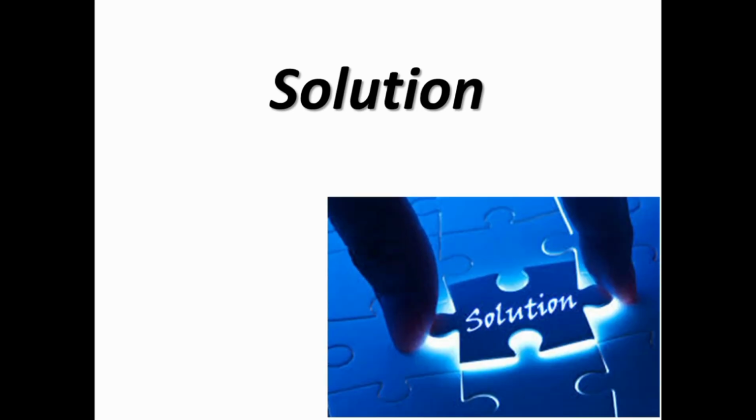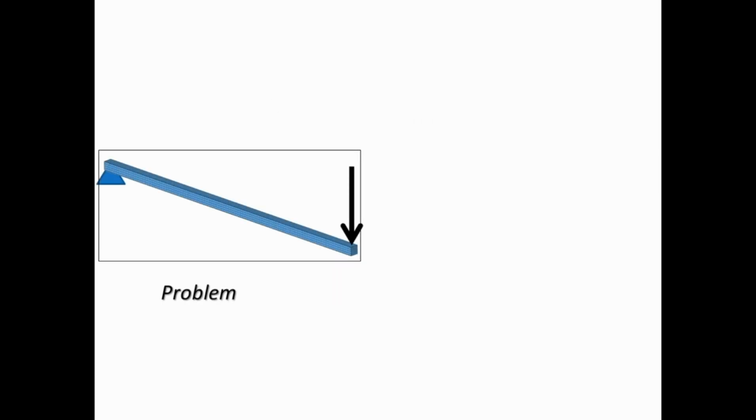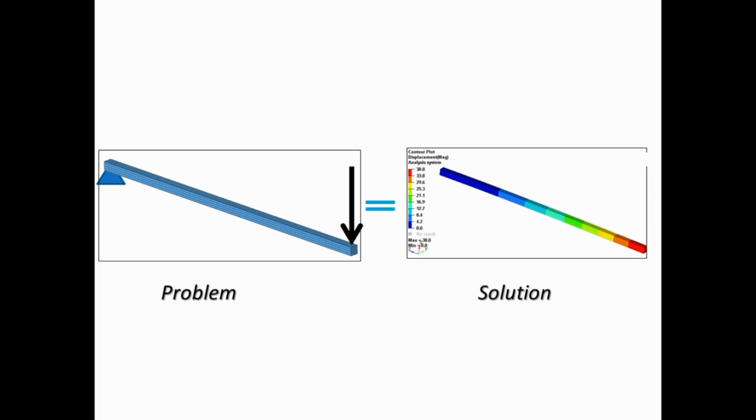Step 6, that is solution. This step happens in the backend after the definition of the simulation properties. In this step, you will tell the FEA software to solve the problem for the defined material properties, boundary conditions and mesh size.